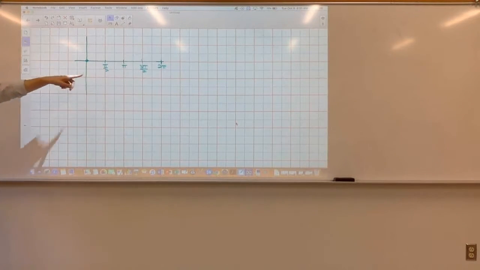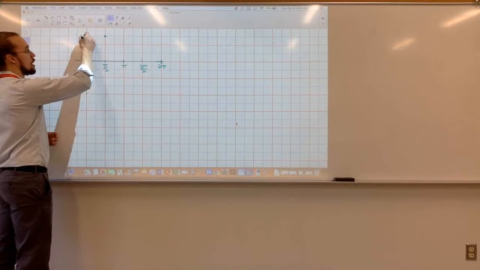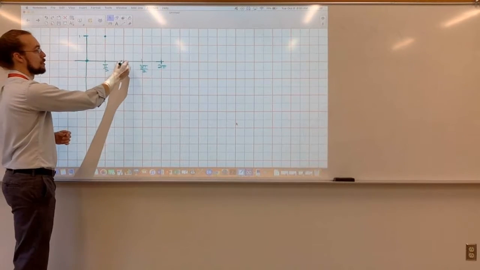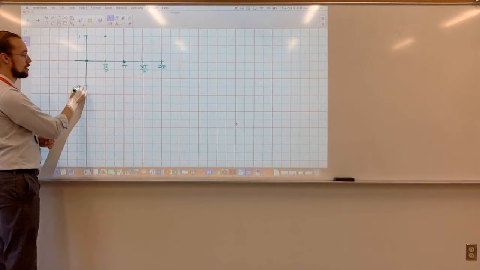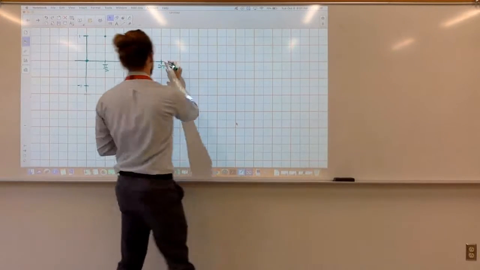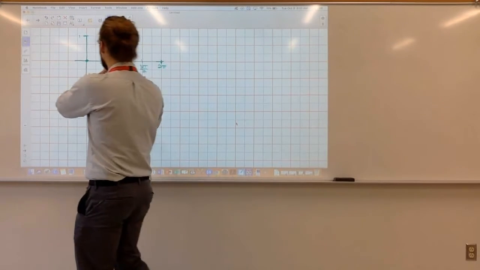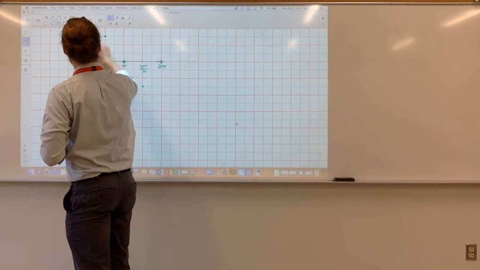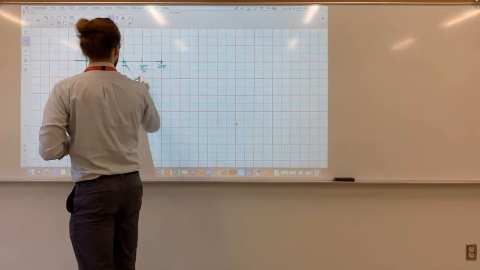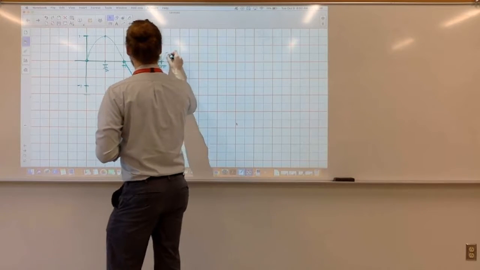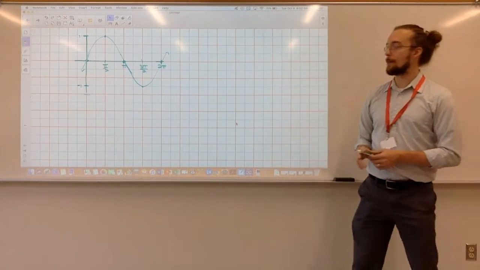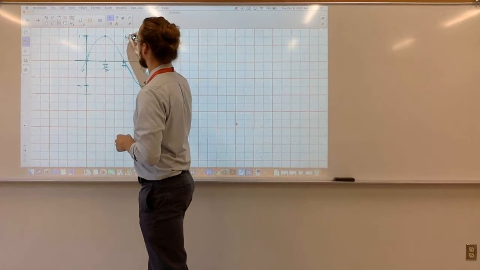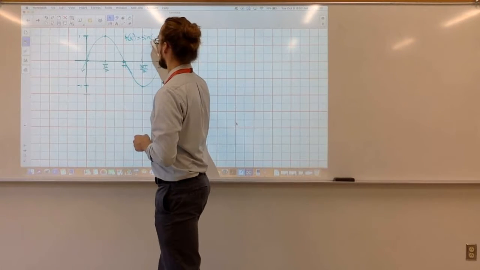So what is sine equal to at pi over 2? 1. What is sine equal to at pi? 0. At 3 pi over 2? Negative 1. And at 2 pi? 0. Right? So our graph looks something like this. We know it keeps going forever in both directions, but we'll just look at one period of sine here. This is my original function, f of x equals sine of x.